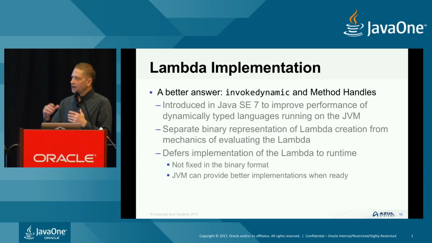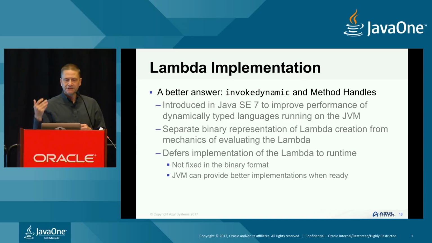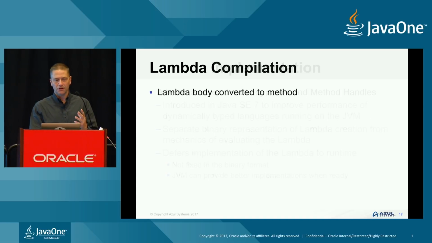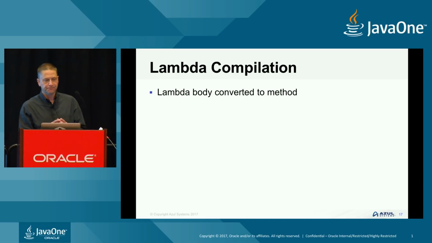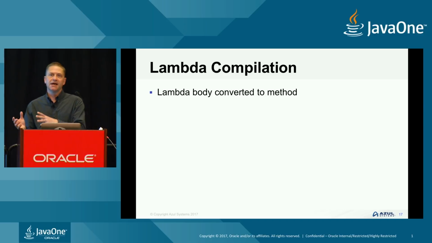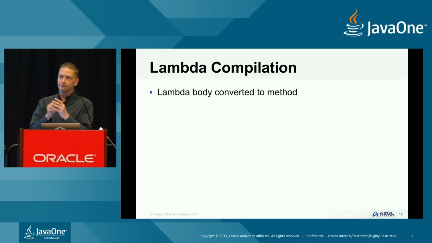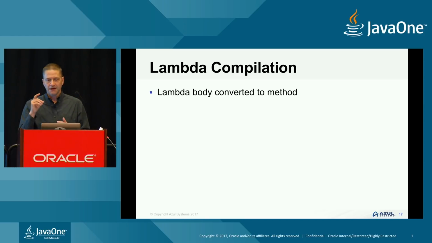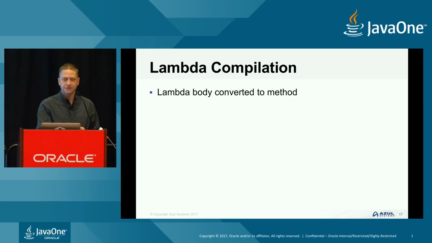So, as I say, no fixed binary format, the JVM can provide a different way of doing that. Now, if we look at how things work in terms of Lambda compilation, first thing is that the body of the Lambda expression has to be converted into a method. Now, I know I've already said, it's a function, it's not a method, it's not associated with a class. But in order for it to work in terms of being used by the JVM, it is converted into a method in terms of its compilation. Now, that's done in one of three ways.